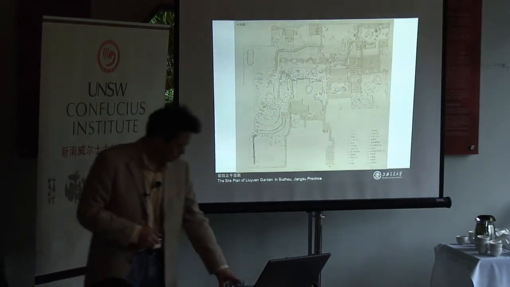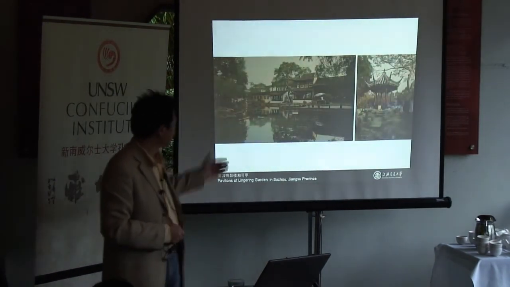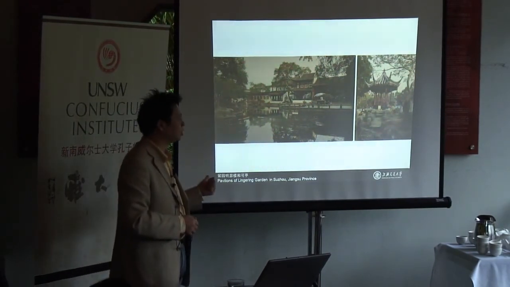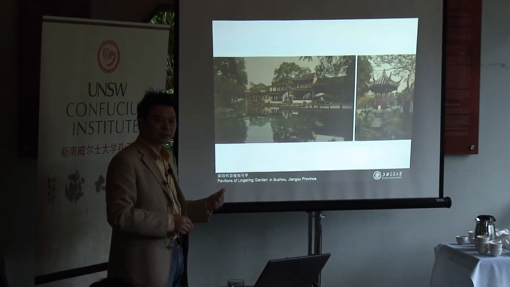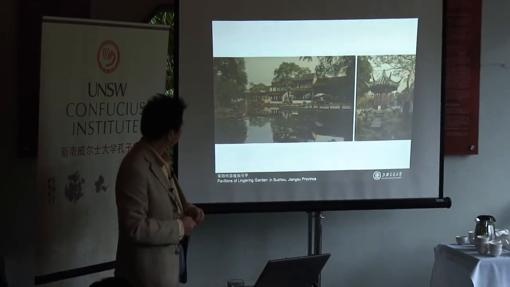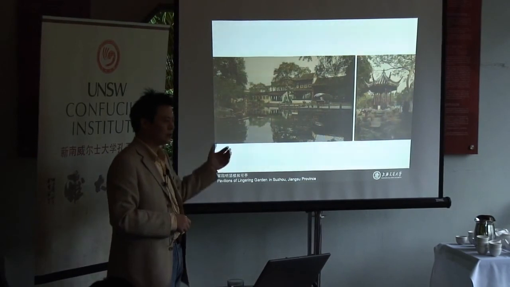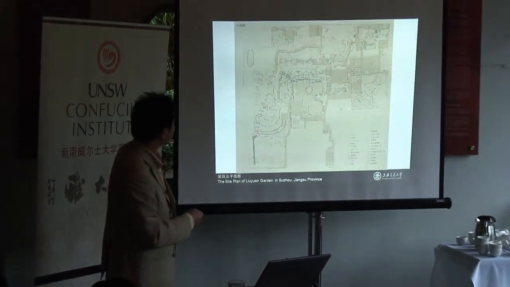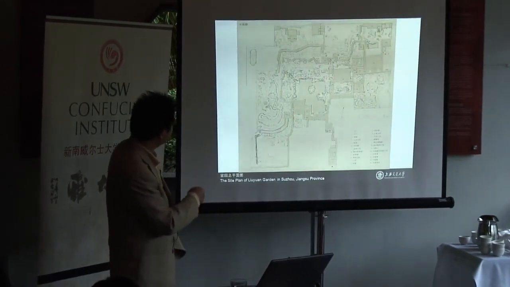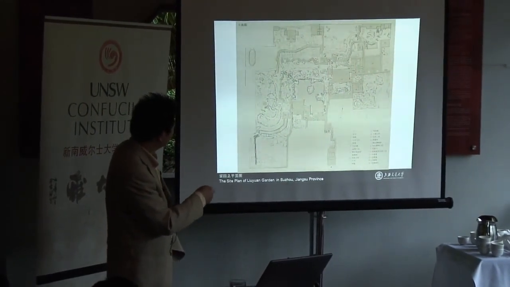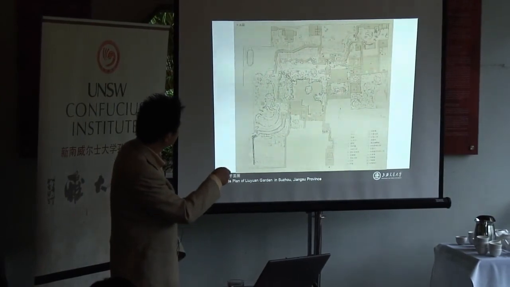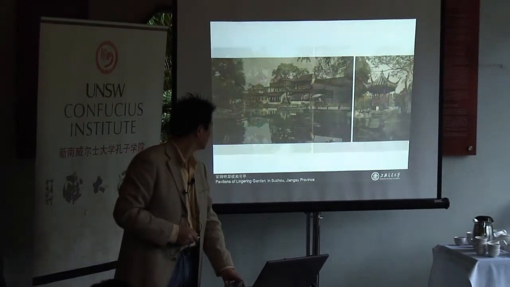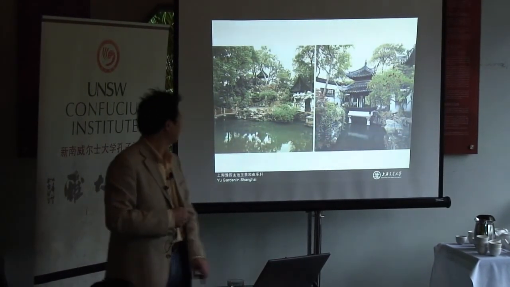Liu Garden in Suzhou. This garden is also at the corner of the owner's house. As told by Professor Zhuan, there is a site plan. Yeah, this part is a garden. Actually, this part is the dwelling of the owner. Shanghai Yuyuan Garden.